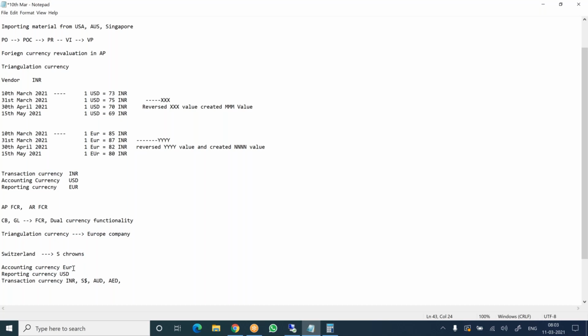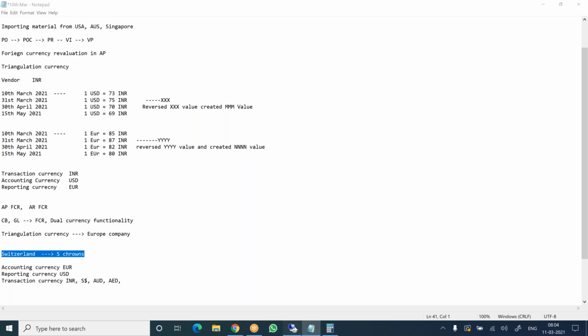Suppose they have mapped Swiss crowns here, then it is fine. If they have mapped euros, like if the accounting currency is Swiss crowns and your reporting currency is euros, then it's fine. Triangulation currency is not required. But suppose I'm using accounting currency as euros and reporting currency as US dollars, and transaction currency means exporting or importing with different currencies, INR, AED, AUD, something different. Now I want reports in Swiss crowns.